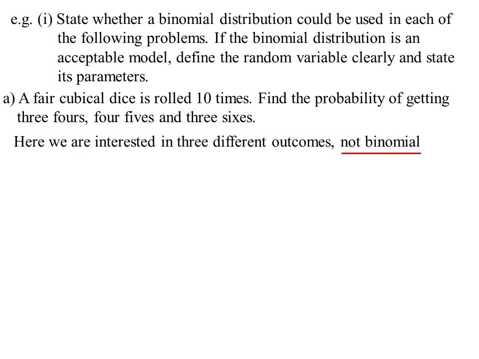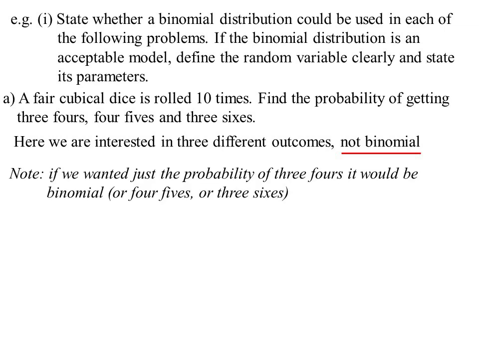And the answer is no, because you've got 3 different things you're interested in. Remember, you have to be able to define your random variable to what you're interested in. Now, 3 4s, 3 5s, and 3 6s, they're 3 things that could be changing, not just one thing that could be changing, so no good. That's not binomial. If you wanted just the probability of 3 4s, fair enough, because now it's just one thing you're looking at. Or similarly, 3 5s or 3 6s. So it's just one outcome you're looking at.